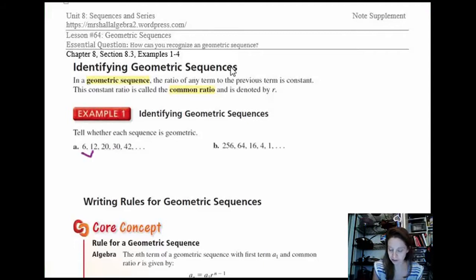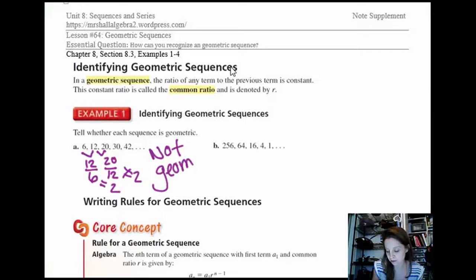To find the common ratio, I'm going to divide 12 by 6. So the term by its previous term, that equals 2. And then I'll divide 20 by 12, and that is not 2. So this is not a geometric sequence because it doesn't have a constant ratio, or a common ratio. Not geometric.